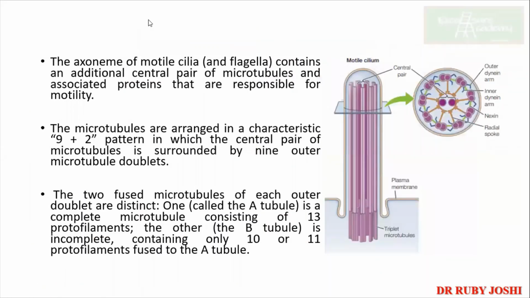Now whatever I have discussed, the same thing is given in written form. So the axoneme of the motile cilia or flagella contains an additional central pair of microtubules with associated proteins that are responsible for motility.